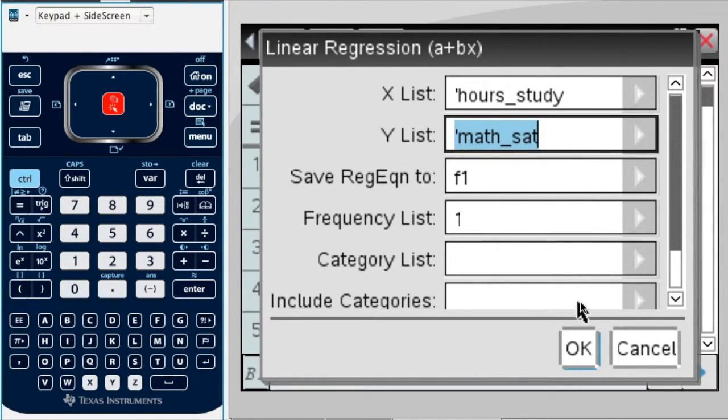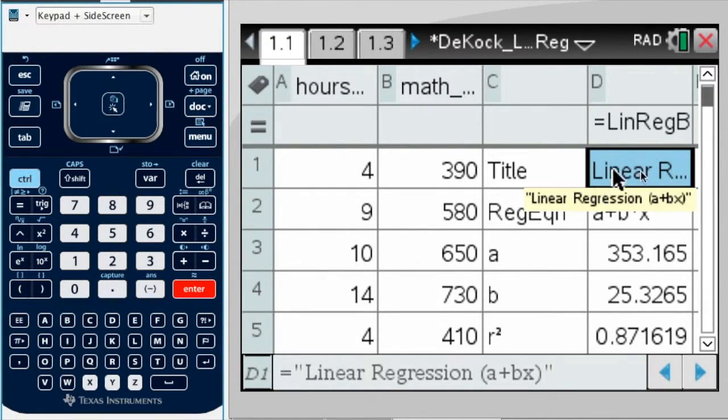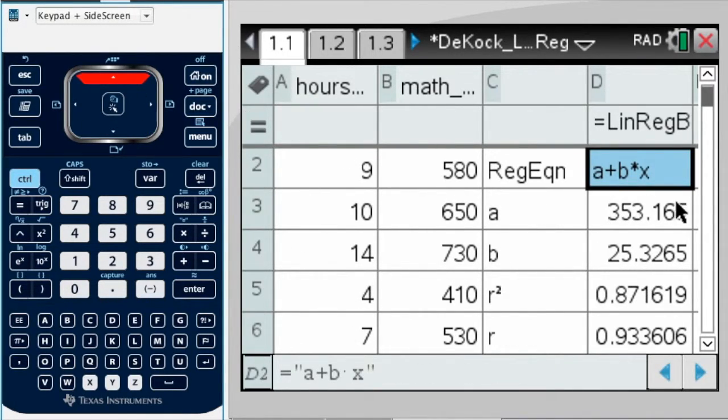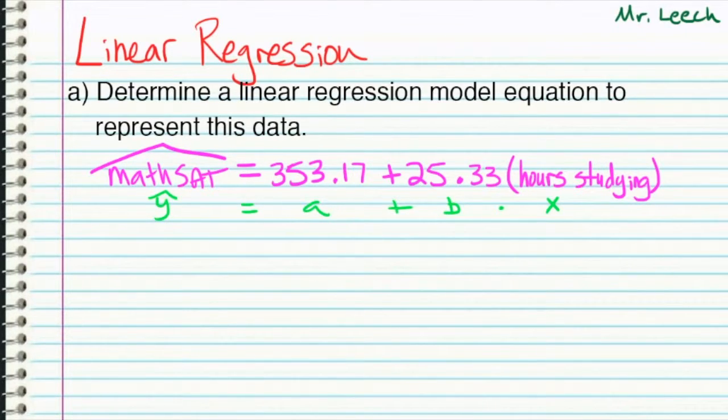None of these things need to be filled out, so you just click the OK button or hit the Enter key, and it calculated our regression equation for us. Because this is the a plus bx, our equation is going to be y equals 353.165 plus 25.3265x. So here's how I wrote down the equation.